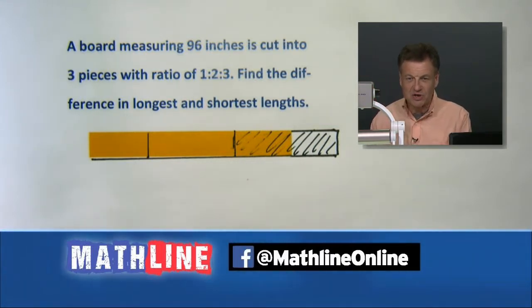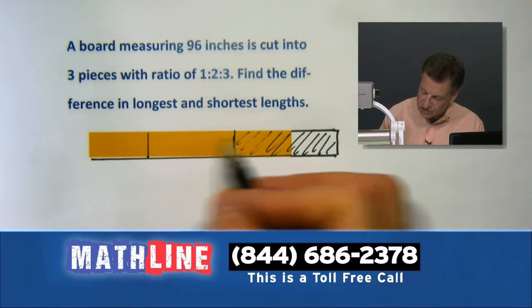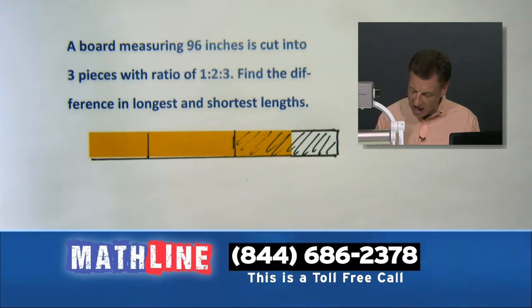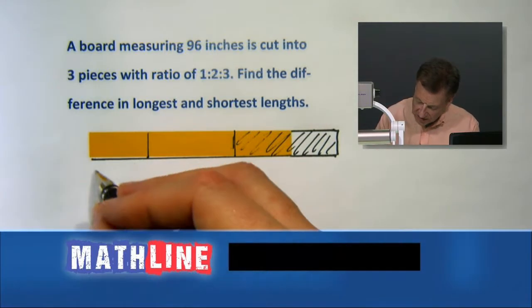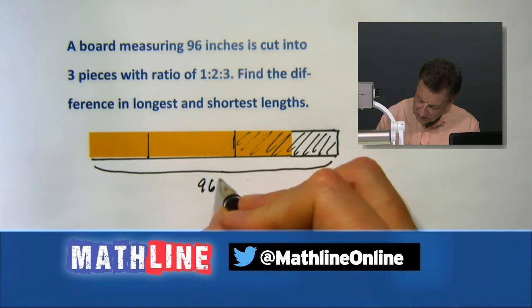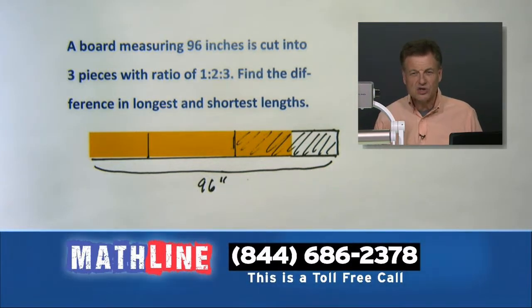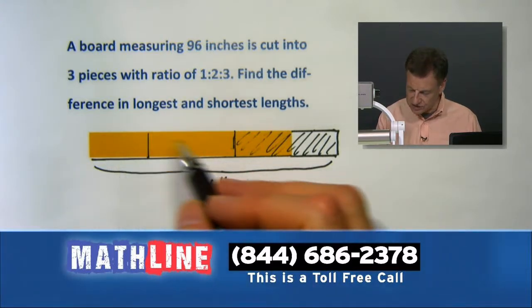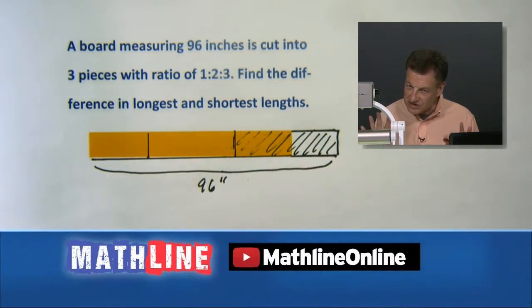So let's see where we're going to go with this problem now that we've started off. We have a ratio of 1 to 2 to 3. And it all adds up to a grand total of 96 inches there, all right? So that's what we're saying. Now, no, we're not saying it's 1 inch, 2 inches, and 3 inches. No, we're saying it's in a 1 to 2 to 3 ratio.